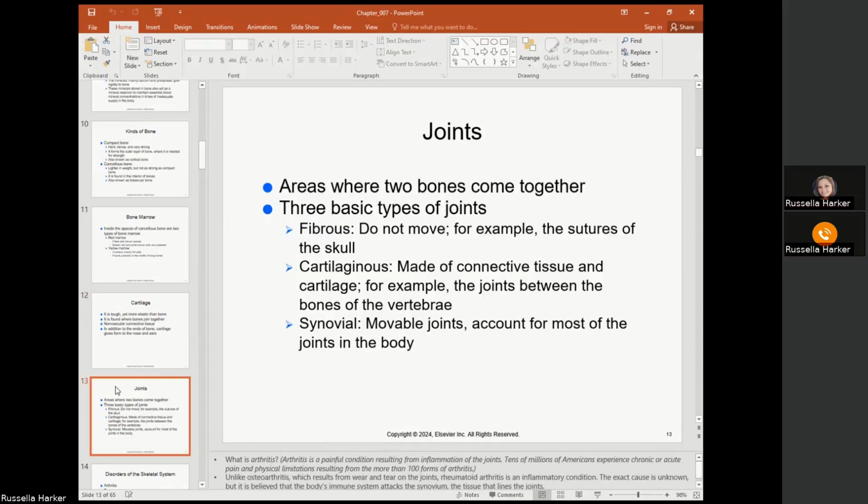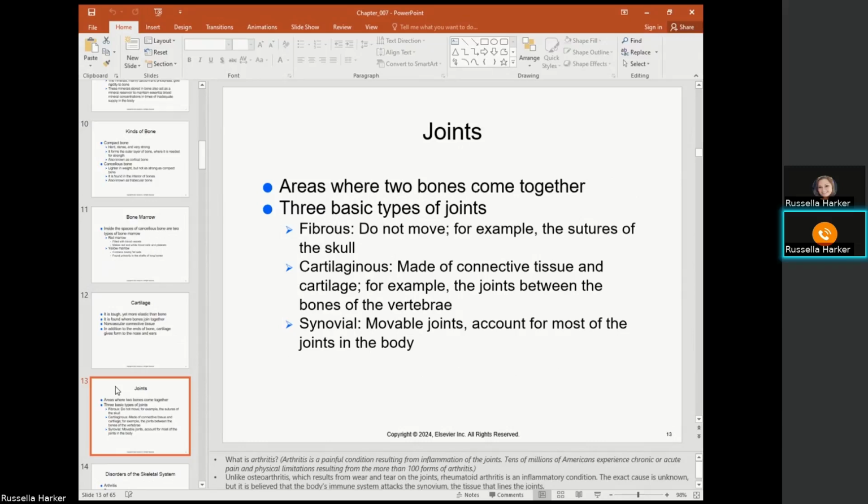Areas where two bones come together are called joints. There are basically three basic types of joints in the body. You're going to have a fibrous joint, and if you have a fibrous joint, it does not move. So the sutures of the skull are fibrous joints. When you're looking at the skull and you see those little zigzag lines all over the skull, that's a fibrous joint. So it's not going to move.